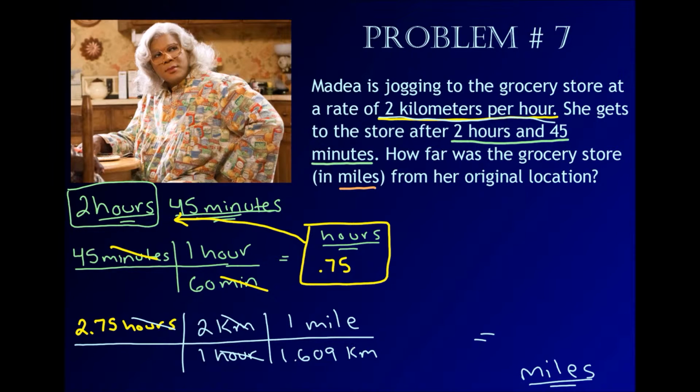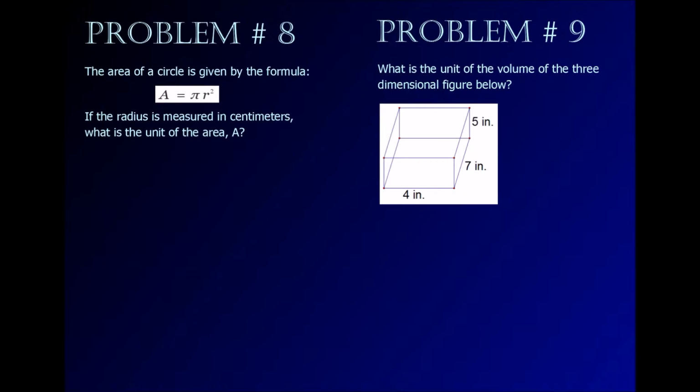And so once I put that in the conversion table, kilometers will cancel out, and now I can just multiply 2.75 times 2 divided by 1.609, and I can get my answer in miles. And so for our answer, we get rounded to the nearest thousandths place that the answer is 3.418 miles. So the grocery store is 3.418 miles away from the original location. Problem 8 and problem 9.